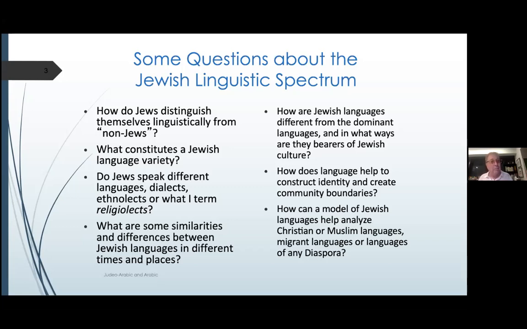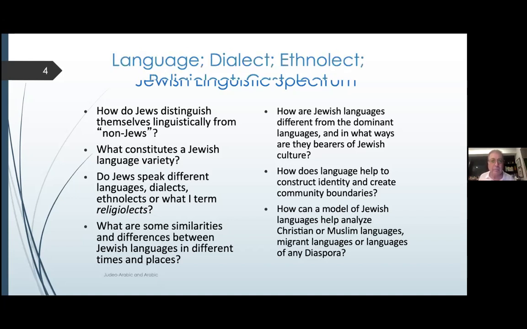So sometimes when we create these features in the Jewish languages, we create boundaries around ourselves to make sure that we are in group. We speak in group as opposed to out group. And how can a model of Jewish languages help analyze Christian or Muslim languages, migrant languages, languages of any diaspora? The questions are endless. And this is what we've been doing in the last, I suppose, 20 or 30 years.